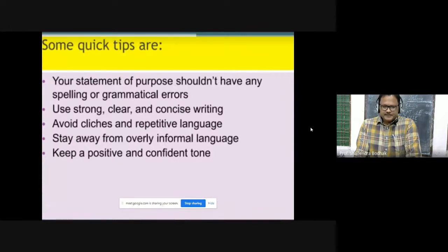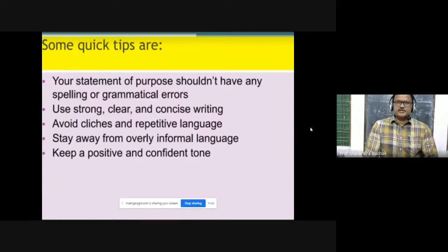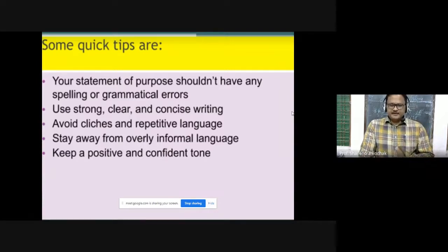Here are some quick tips. Your statement of purpose should not have any spelling or grammatical errors. When you write your statement of purpose, see that it doesn't have any spelling mistakes, nor should it have any grammatical errors. Your sentence structure should be perfect, your spelling should be correct. All these things you will have to take care of. Before submitting your SOP, you will have to practice more. The more you practice, the better SOP you will be able to write.